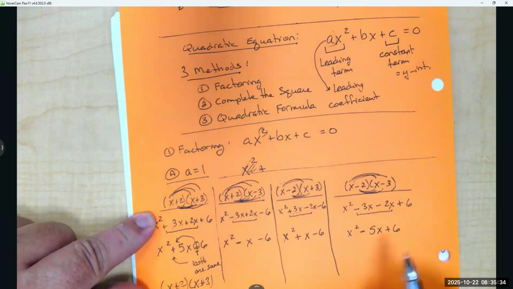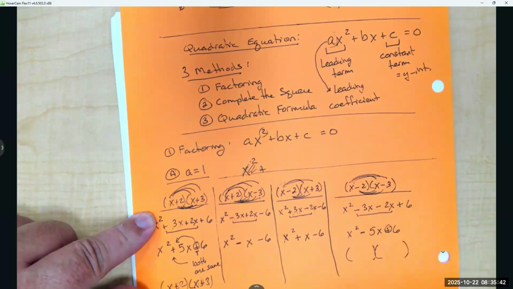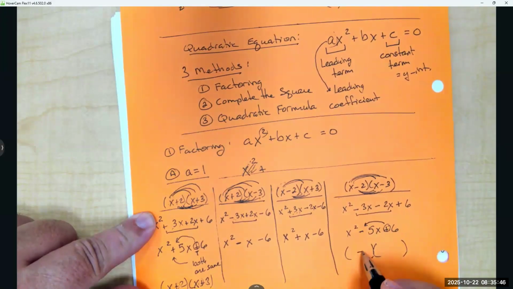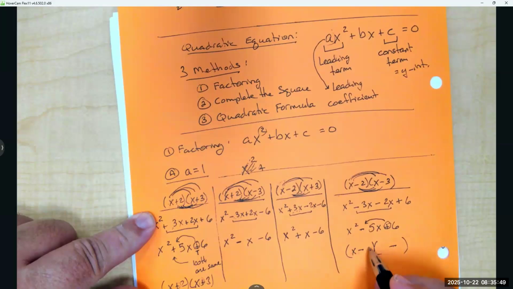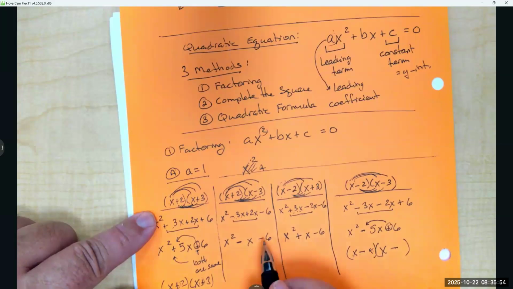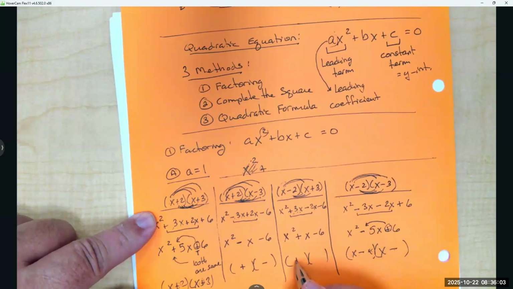Look at this last one. The second sign is a minus. So then that means they're the same sign. They're both going to be minus. So we have x minus, x minus. If the second sign is a minus, then they're opposites. If the second sign's a minus, one of them is going to have a plus, one's going to have a minus.